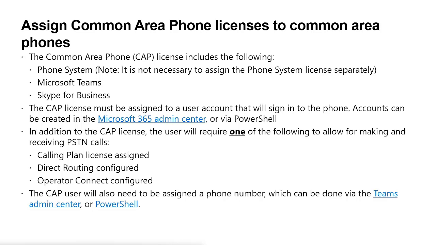The accounts can be created in the Microsoft 365 Admin Center or via PowerShell, just like any other account. In addition to the CAP license, you will need to configure one of the following options to support PSTN functionality, the ability to make and receive calls over the PSTN network. One would be a calling plan from Microsoft, or you could alternatively use direct routing, or you could use Operator Connect.